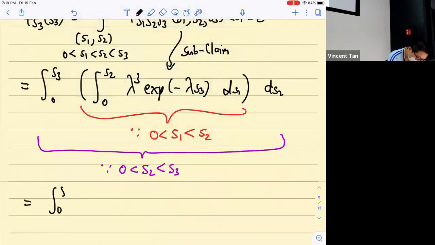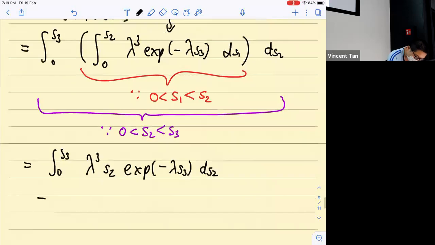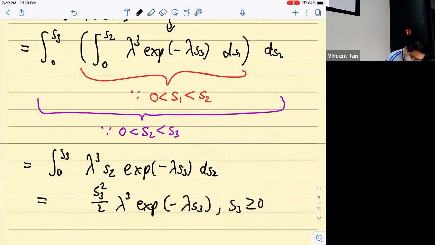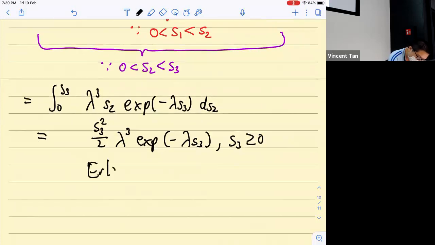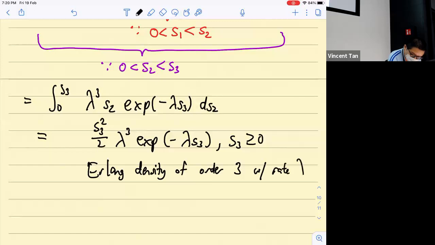So after we perform this integration, we have lambda cubed. The inner one, the one in the parentheses, can be controlled by minus lambda S3, the S2, and then this is nothing but S2, S3 cubed. S3 squared over 2 lambda cubed e to the minus lambda S3, S3 is bigger than 0. And this is the Erlang density of order 3 with rate lambda. So we prove this for the n equals to 3 case.